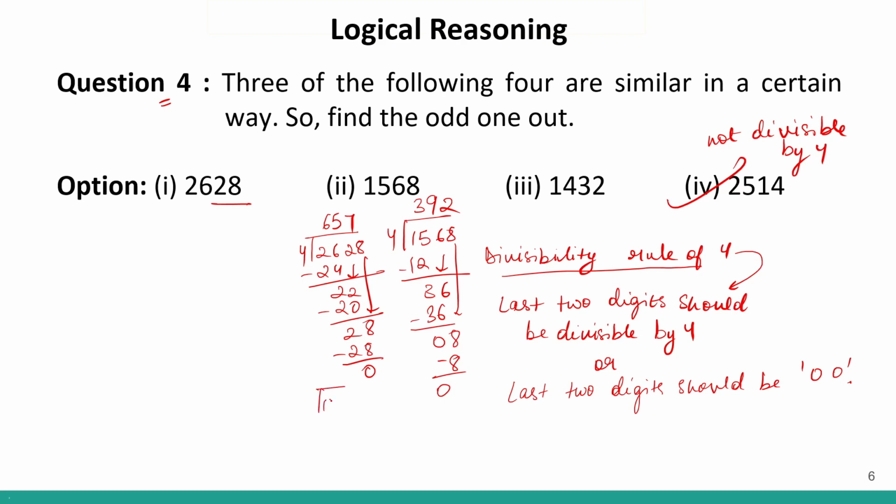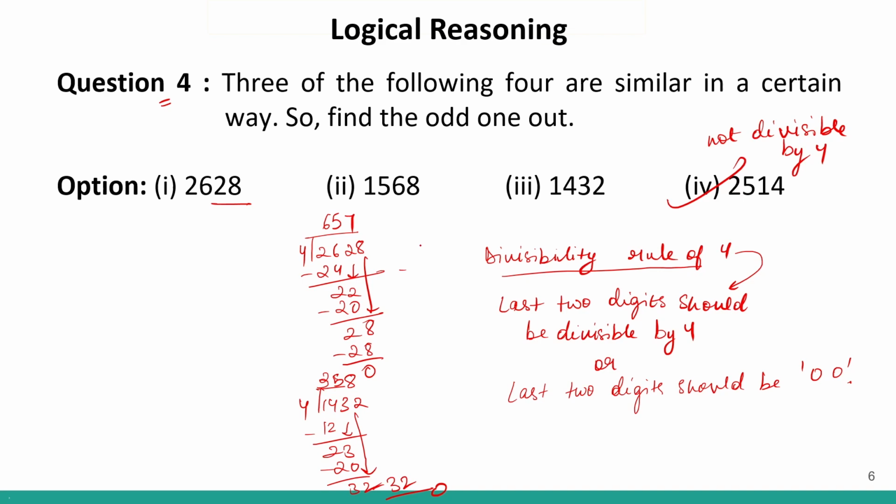Now let me check for 1432. 1432 divisible by 4. 4 3s will give me 12, 2, then 3, 4 5s will give me 20, 3, and then 2, and 4 8s will give me 32. So I'll get 0 remainder over here also. Now if I check for 2514 and divide it by 4, I'll get how much? 4 6 times will give me 24. I'll get 1 and 1. 4 2 times will give me 8. I'll get 3 and I'll get 4. And 34 is not divisible by 4.